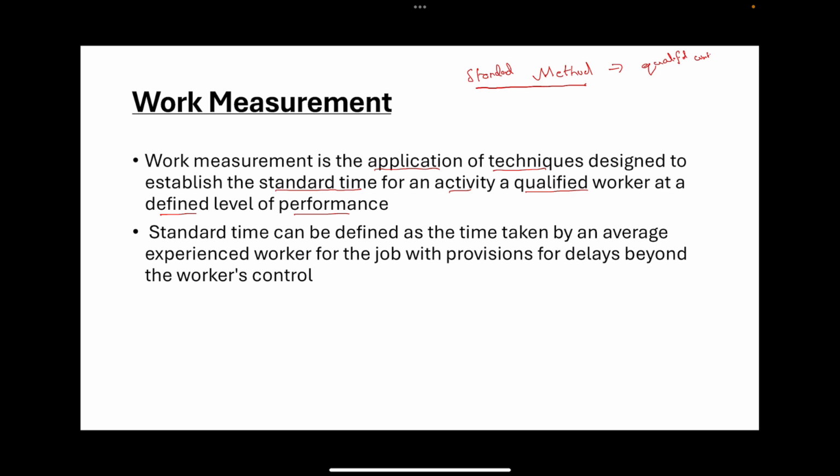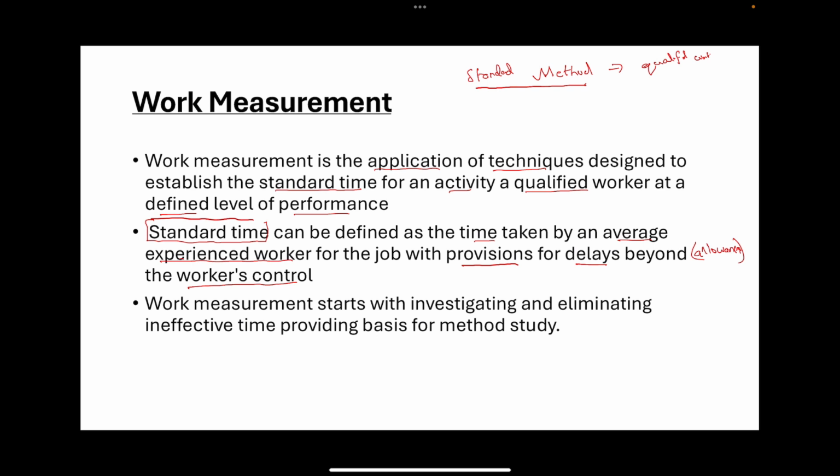And this is all about finding the standard time. It is defined as the time taken by an average experienced worker for the job, with provisions for delays beyond the worker's control. These are called allowances, which we will discuss in detail in this video.